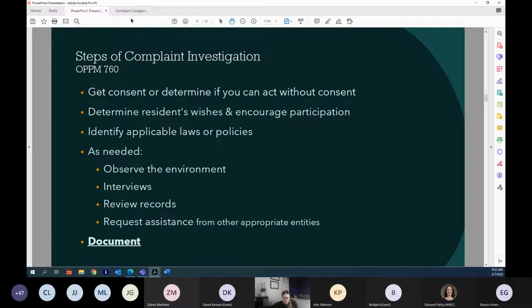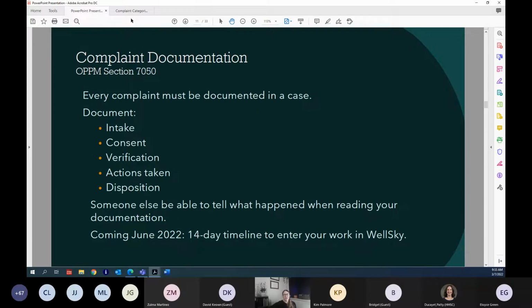Bit more about that on my next slide. Great. So you've heard me say it. You know it. Every complaint must be documented in a case. As Patty and Sarah will show you in the upcoming slides, documentation must include an intake, consent, or whether or not consent was not needed because we have authority to act without consent.